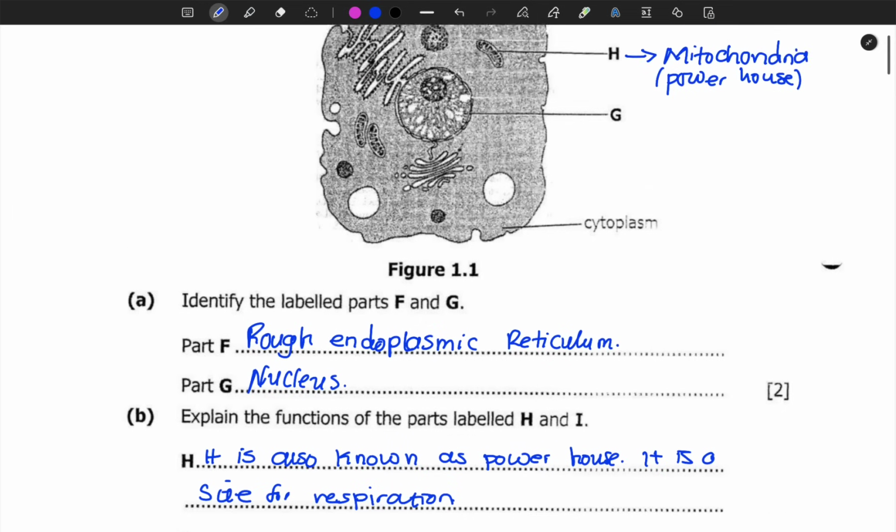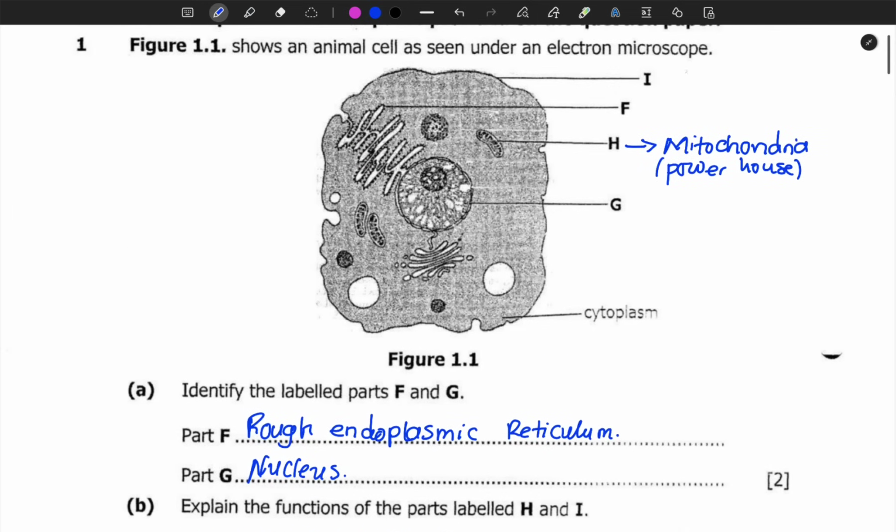Then what of I? I is the outer structure, and this is called the cell membrane. The membrane is a plastic-like structure that covers a certain structure. In our case, when we look at this cell, whether a plant cell or an animal cell, the function of the cell membrane for an animal cell is the same as for a plant cell. So it acts like a security guard.